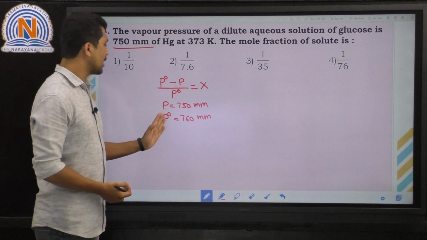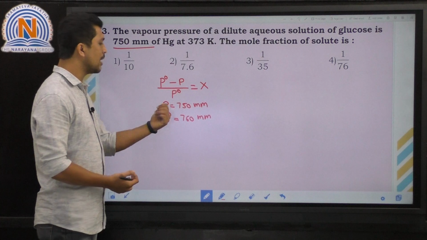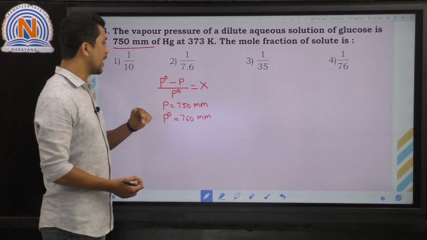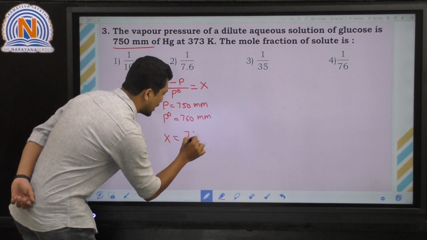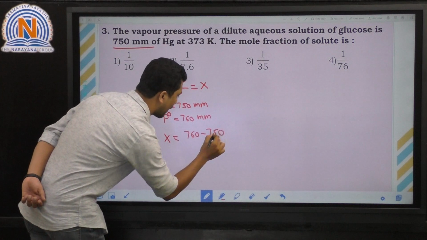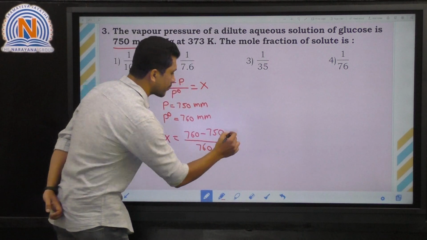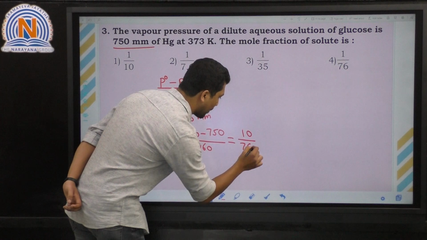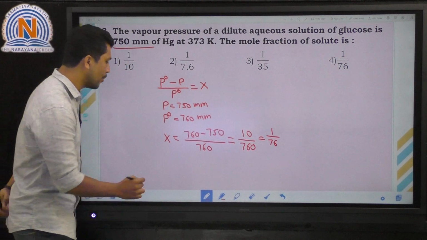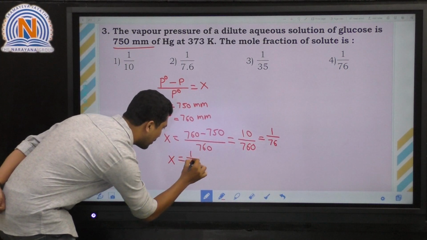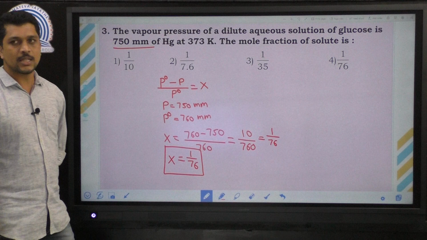So we know the vapor pressure of the solvent, that is 760 millimeters, and we know the pressure of the solution, that is P, which is 750 millimeters. Substitute these values in this formula, we will get the answer. So the mole fraction X equal to 760 minus 750 by 760, which is equal to 10 by 760 equal to 1 by 76. So the mole fraction X equal to 1 by 76. So the correct option is the fourth option.